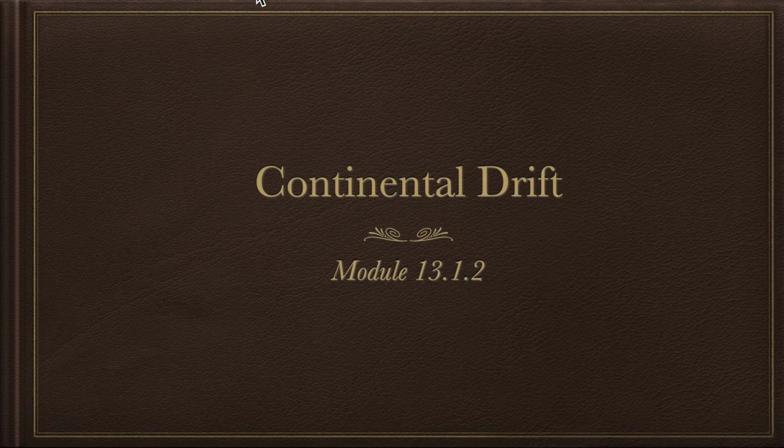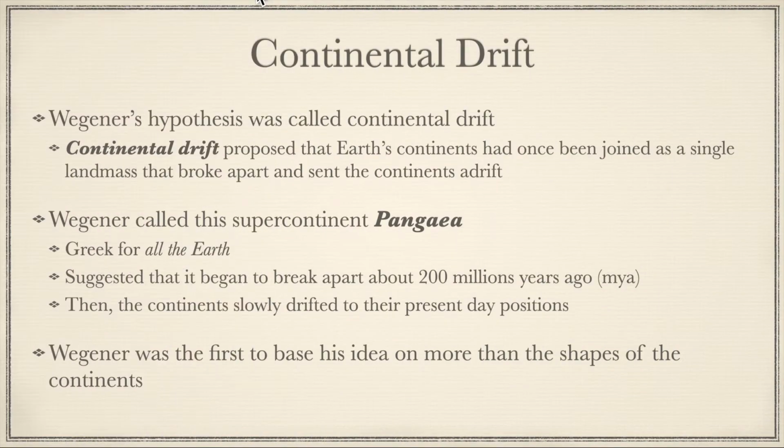Continental drift. So Wegener's hypothesis was called continental drift. And continental drift proposed that Earth's continents had once been joined as a single landmass that broke apart and sent the continents adrift. So they started off together and then they broke apart. And Wegener called this supercontinent Pangaea, which is Greek for all the earth.